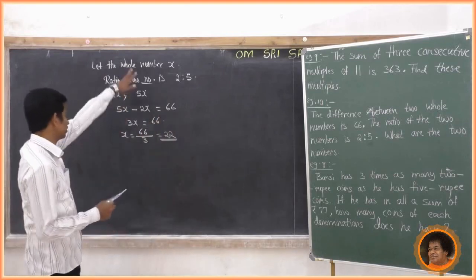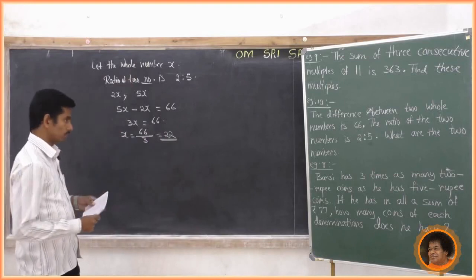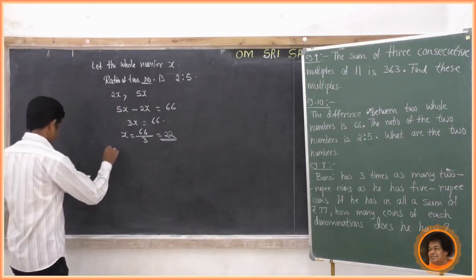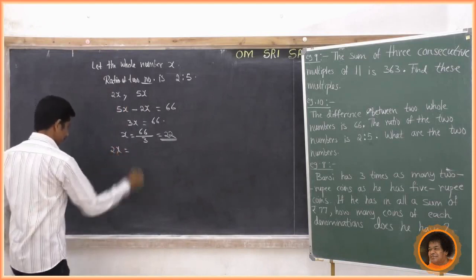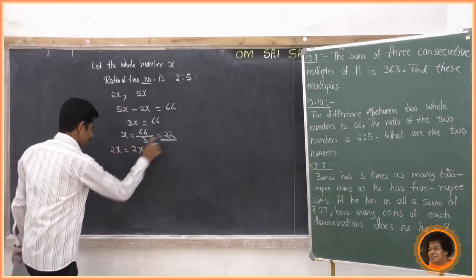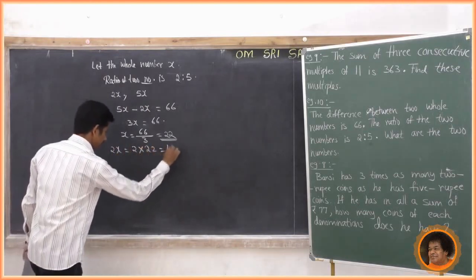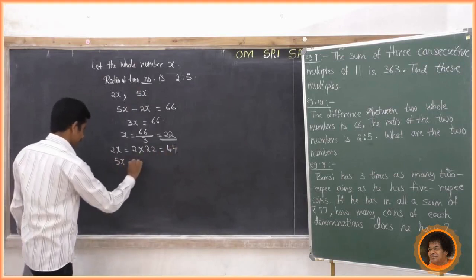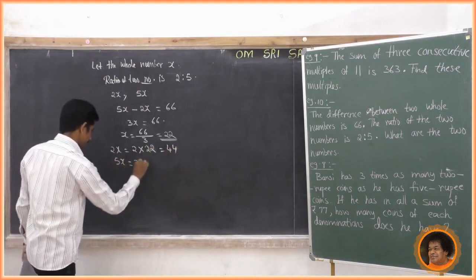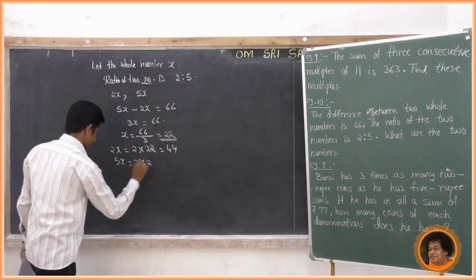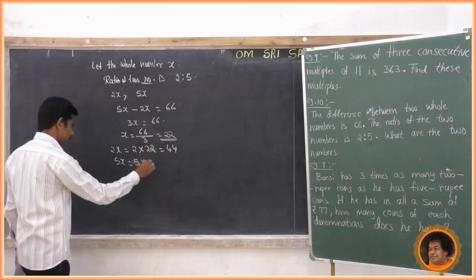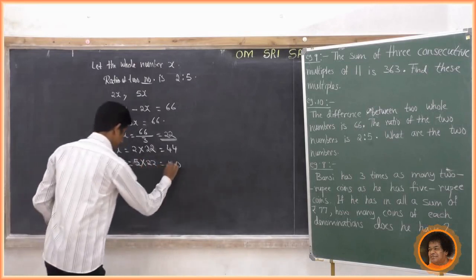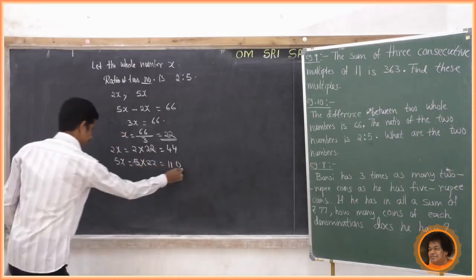The whole number x is 22. But the two numbers are 2x and 5x. The first number is 2x, means 2 into x, with x equal to 22, that is 44. After that, the other number is 5x. x equals 22, so 5x means 5 into 22. 5 twos are 10, and so 110.